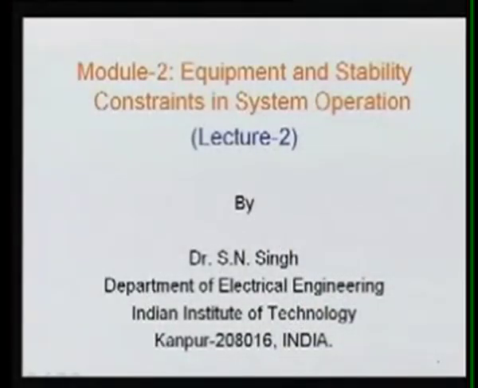Welcome to lecture number 2 of module 2, that is equipment and stability constraints in the power system. In lecture 1 we saw the per unit system and also the various constraints related to the equipment and the system. Here now we are going to discuss the various equipments that are very important in the power system, and the first one is the generation.